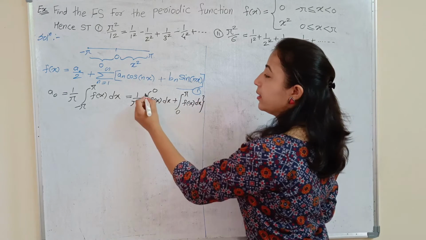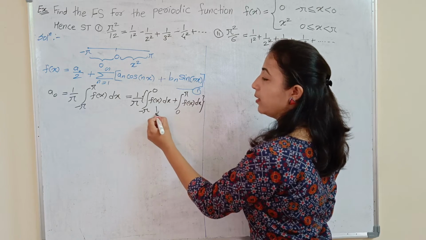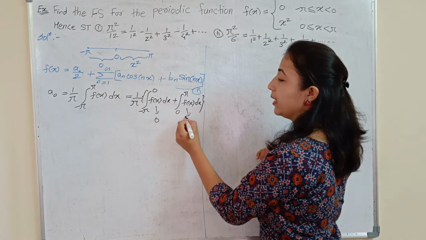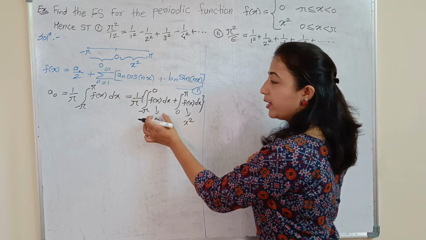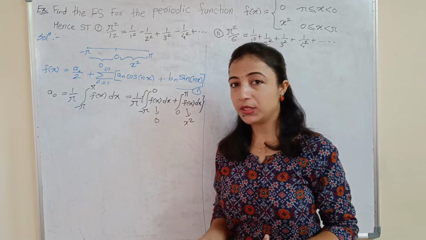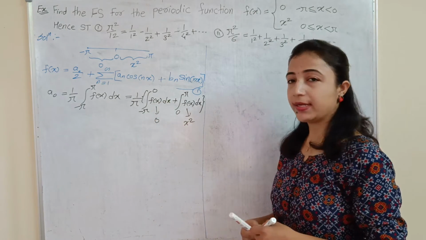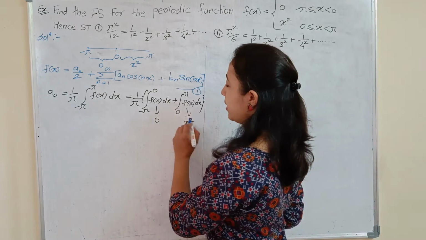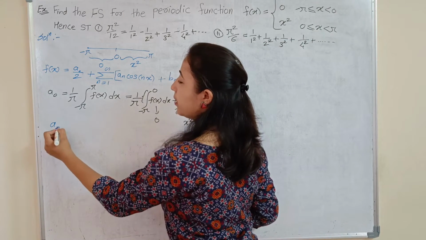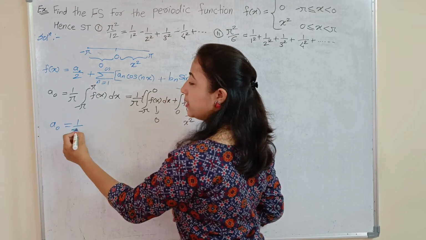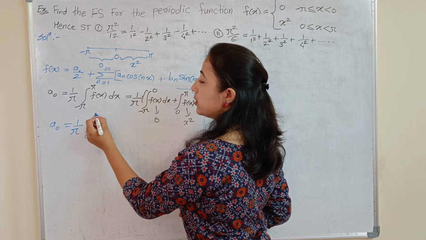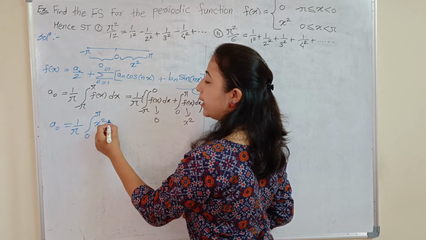And here in this first interval, value of function is 0 and second it is a x square. So when we write here 0, the integration of 0 is 0. So no need to write that 0. So I will write only the second integral. So a naught is 1 upon pi as it is, integration of 0 to pi x square dx.